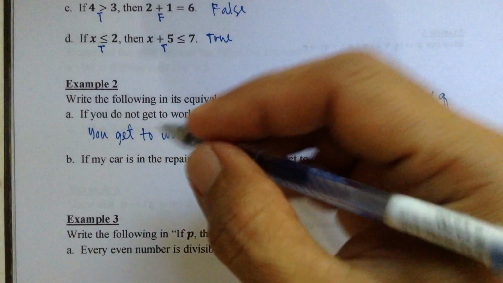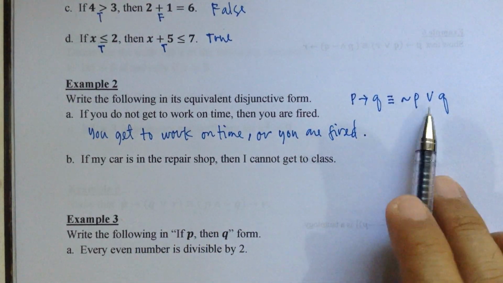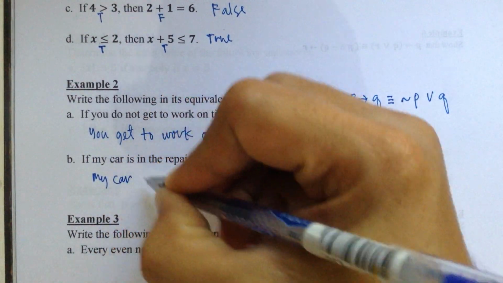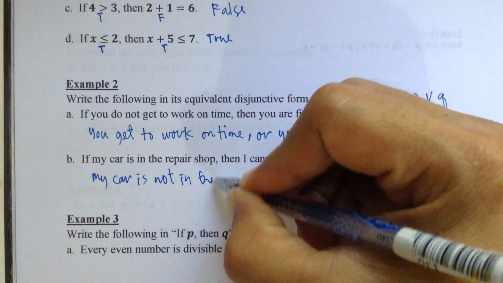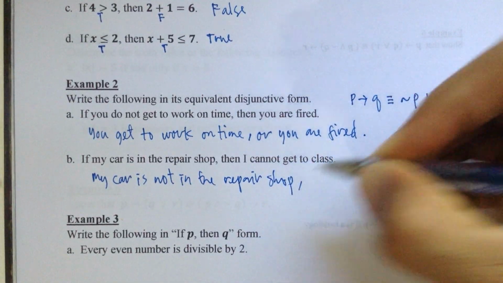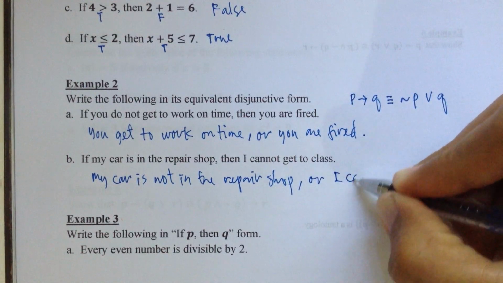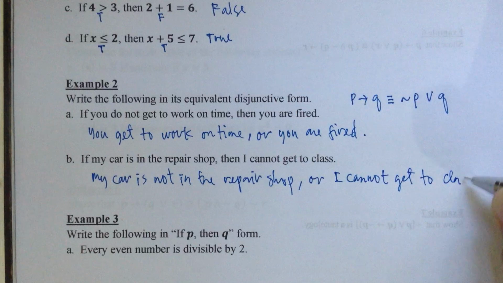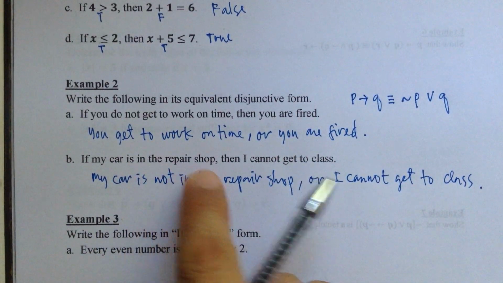What about this one? If my car is in the repair shop, then I cannot get to class. Again, following that, we have my car is not in the repair shop, or I cannot get to class. Okay, so that's the disjunctive form of this statement.